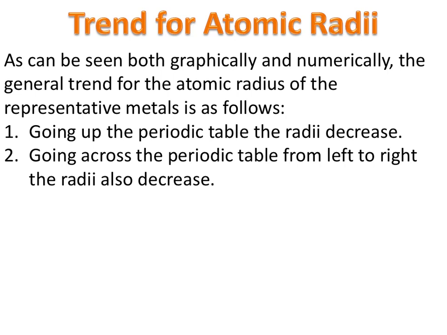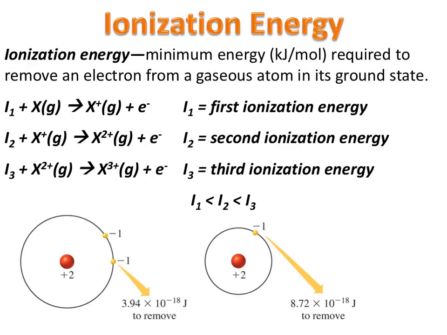So again, this establishes in words the trend for the atomic radii, and that is radii decrease as you go up and to the right. The next trend is ionization energy. At the top you can read that the ionization energy is the minimum energy required to remove an electron from a gaseous atom in its ground state.